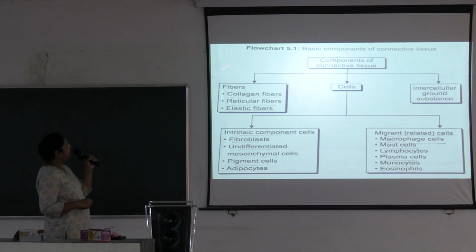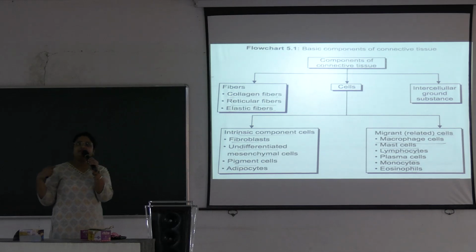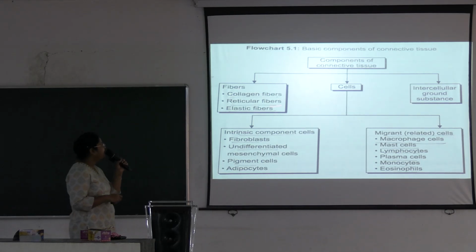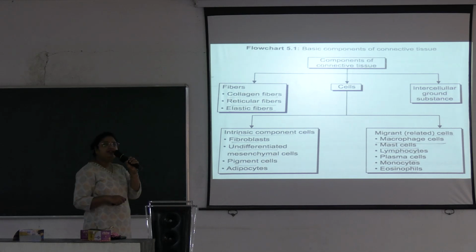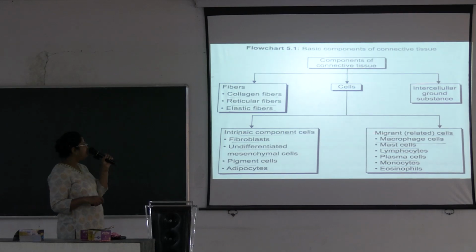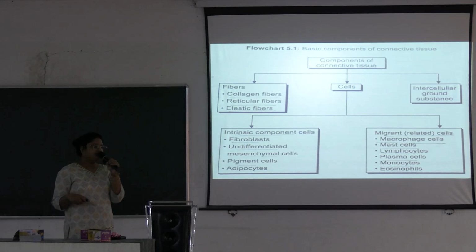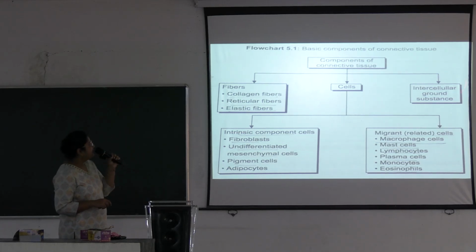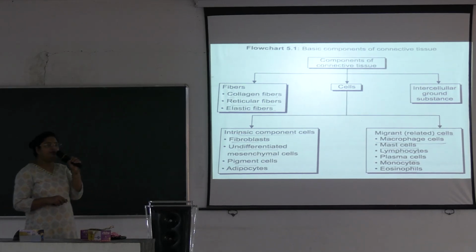First is the fibers. Three main types of fibers are there. So collagen fibers, reticular fibers, and elastic fibers. There are cells. Cells are again divided into two types of cells: intrinsic component cells and migrant. These are related cells. These are not actually part of the connective tissue, they are coming from blood. And there are intercellular ground substance.